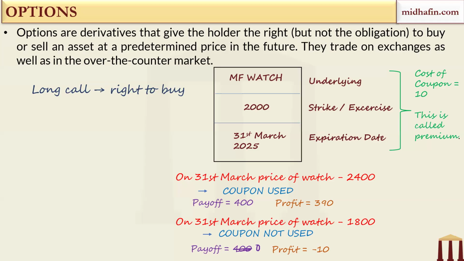So there are two kinds of options. You have the long call option, which gives the holder the right to buy. You can also have the long put option, which gives the holder the right to sell the asset. So in both cases, whether it's call or put, the right is with the long position.